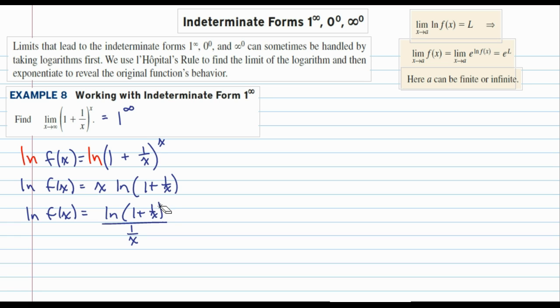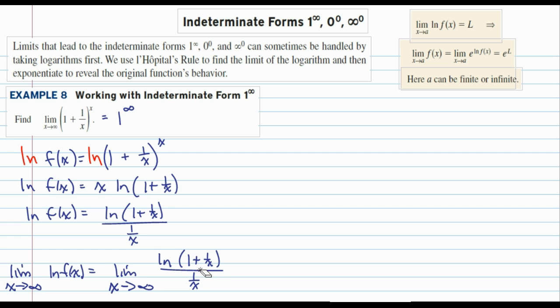And now I want to create a situation where L'Hopital's rule comes into play. So I want to change this x as a coefficient to a denominator: the natural log of 1 plus 1 over x, now all over 1 over x. So instead of multiplying by x, I'm dividing by the reciprocal. Which means that I can make the conclusion the limit as x approaches infinity of the left side will equal the limit as x approaches infinity of the right side.